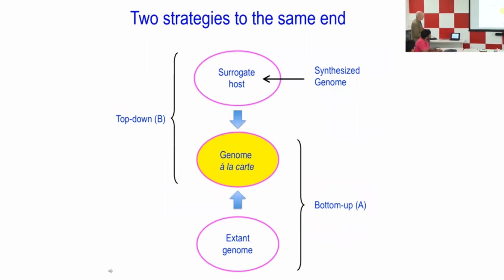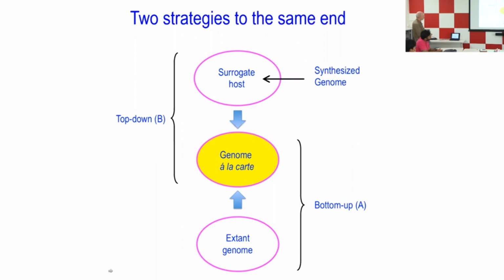So to do that, we have two strategies: the strategy that you may call top-down, or the strategy that you can go bottom-up. In the top-down strategy, what you start with is a surrogate host, that in many cases is yeast, and then you assemble the bits and pieces of the new genome, and then you deliver at the end the modified genome to a recipient.